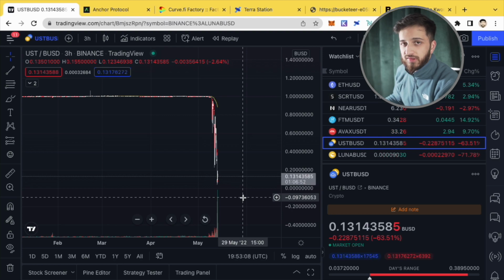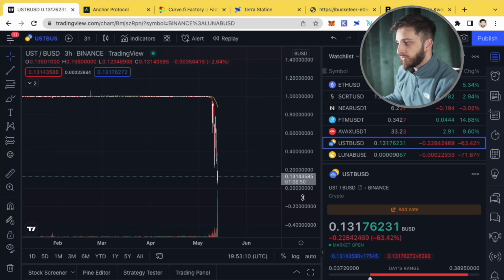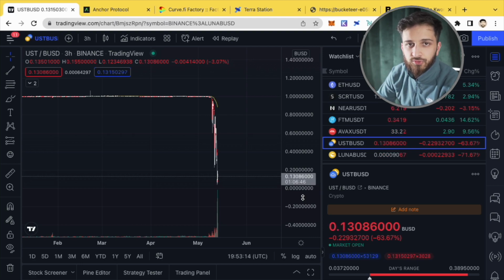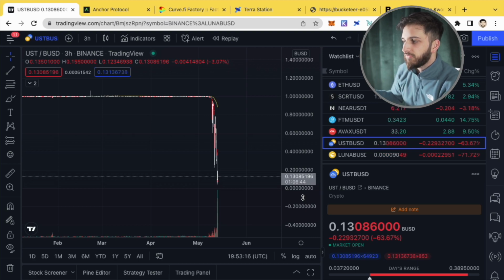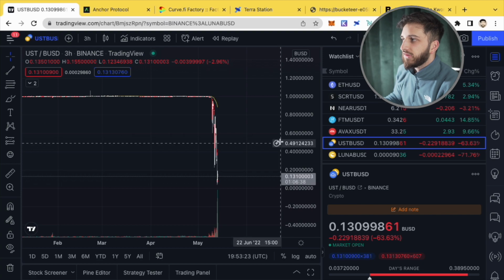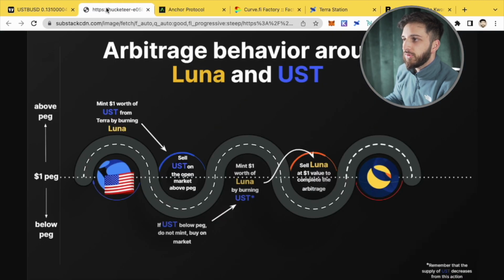So how has this happened? Why has this happened? What exactly has gone on? Because a lot of people are a bit unsure, and to be honest, it is a little bit confusing, and you do need to understand and appreciate a few different things to really see what's happened here. I think the first thing that is important to show you is just how Luna and UST behave with one another.